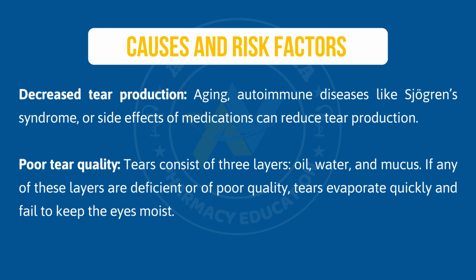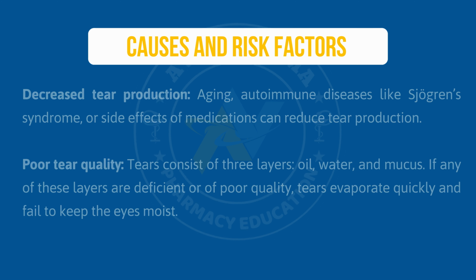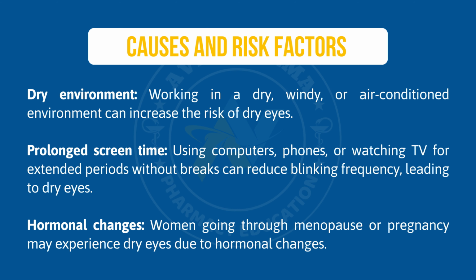Causes and risk factors: Decreased tear production. Aging, autoimmune diseases like Sjogren's syndrome, or side effects of medications can reduce tear production. Poor tear quality. Tears consist of 3 layers: oil, water, and mucus. If any of these layers are deficient or of poor quality, tears evaporate quickly and fail to keep the eyes moist.